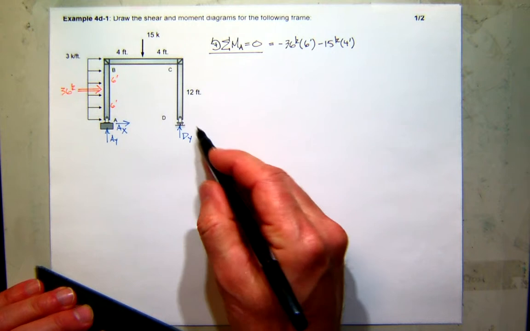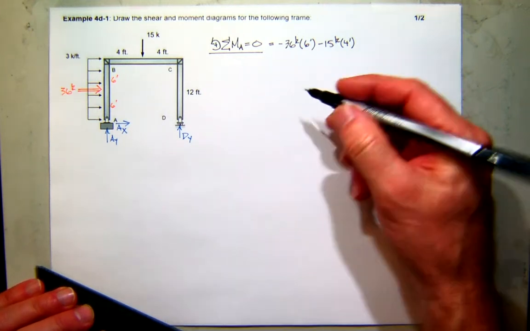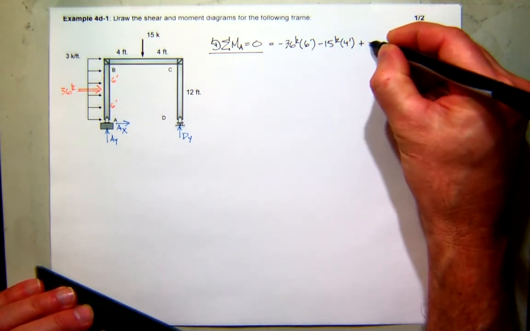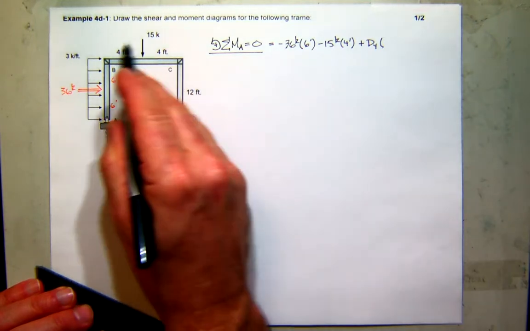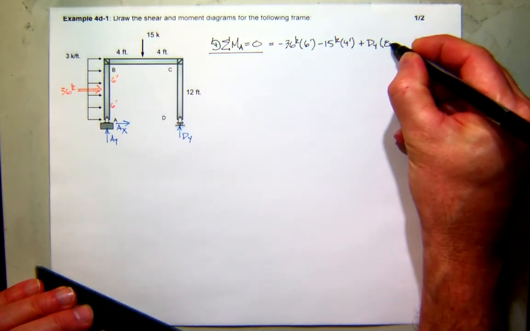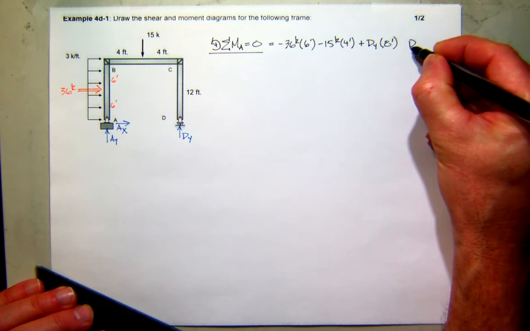And then I have my reaction at dy. What kind of moment does it create? Positive. So I've got a positive moment. The force is dy, and the distance from A to D is 8 feet. So we should be able to find dy.